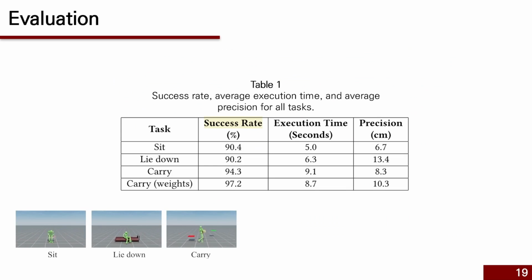For evaluation, they conducted quantitative evaluation. The success rates were defined for each task. For the sit task, success was achieved if the hip was within 20 cm of the target. For the lie down task, success was achieved if both the hip and head were within 30 cm of the target. For the carry task, the box had to be within 20 cm of the target. If the task was not completed within 20 seconds, it was considered a failure.